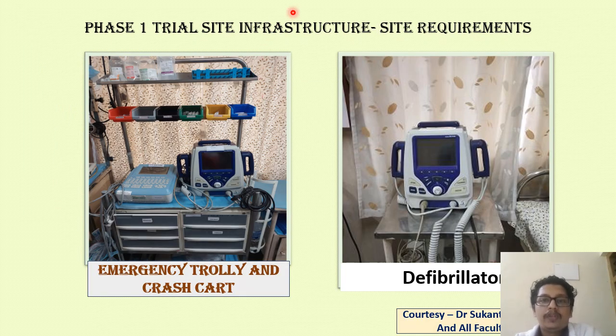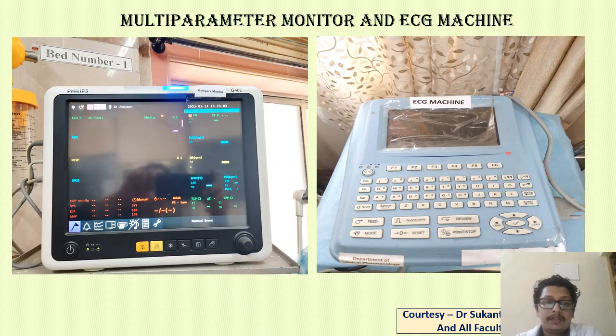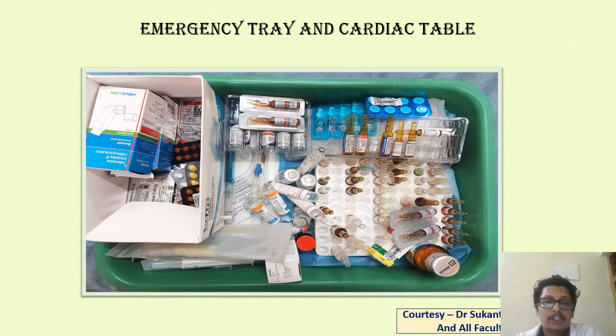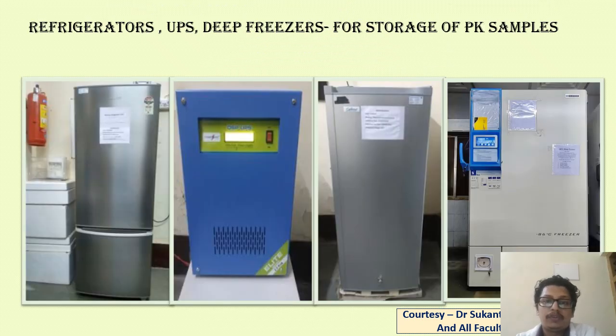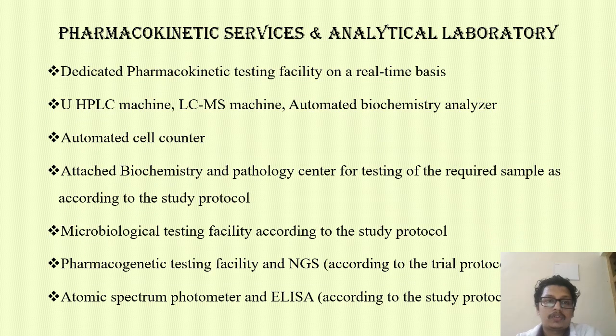So phase 1 trial unit infrastructure and site requirements include an emergency trolley and crash cart, defibrillator, monitors, ECG machine, emergency tray and cardiac table, restricted pharmacy access, storage room if any, and deep freezers of different temperature ranges. And a dedicated pharmacokinetic service and analytical laboratory should be attached to the CPU for clinical pharmacokinetic analysis of the drug.